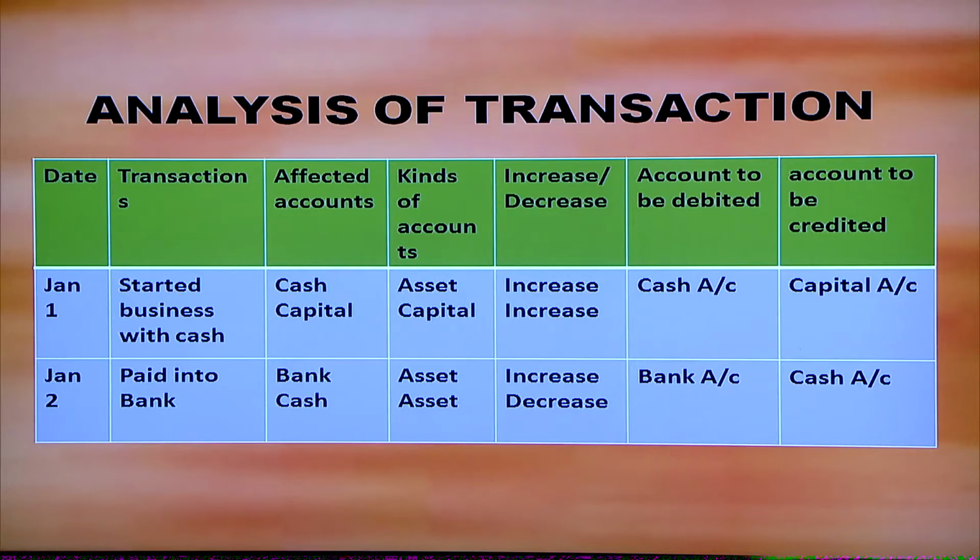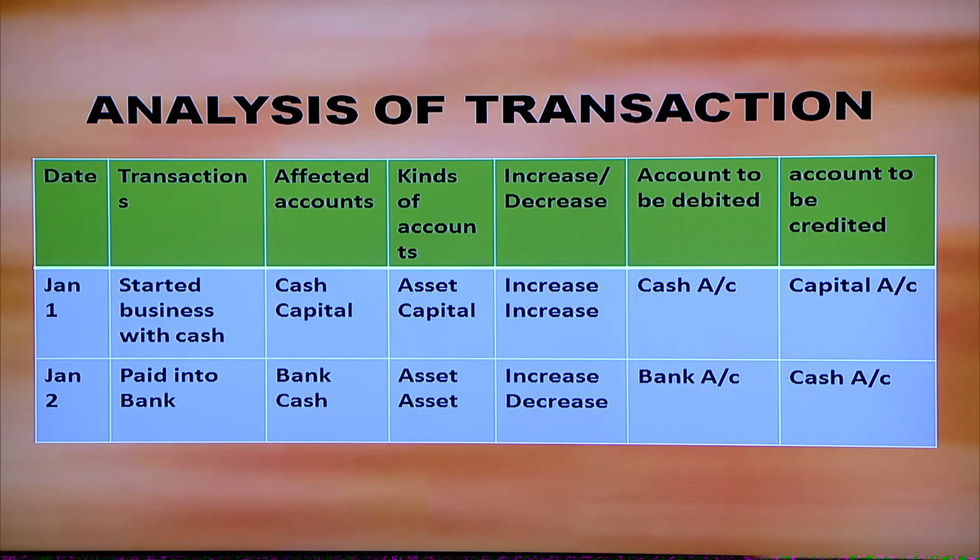Next transaction is paid into bank, rupees 20,000, that is on January 2nd. Affected accounts are bank account and cash account. Bank account can be included under asset account. Cash is also an asset account. Bank balance increases. Cash is going from the business, so cash is decreasing.